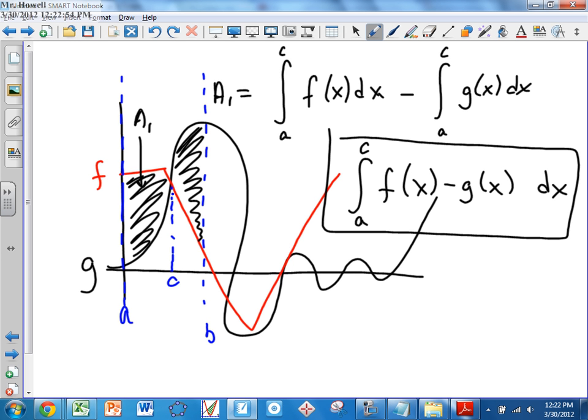So if f of x were, hypothetically, some constant function like 2 in that region, you would put a 2 in there. And g of x were maybe a parabola, or 2x squared, because it's a little steep. So it would be 2 minus 2x squared, whatever the functions are in those pieces. And we'll do examples of that.